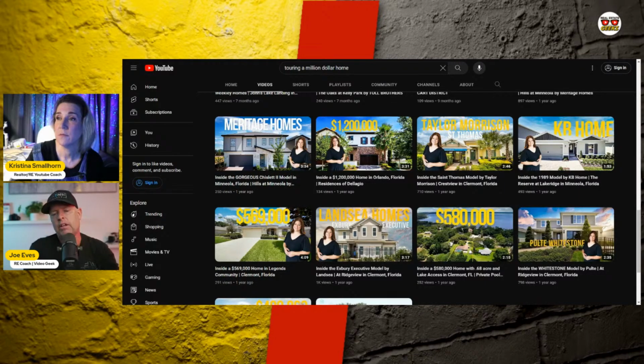And if you look at the other one, they're obviously using more descriptive and juicy words to get people to go, oh, I want to see what that looks like, rather than just a location. But like "Inside gorgeous chalet model in Miliona, Florida," I mean, it's not very juicy.